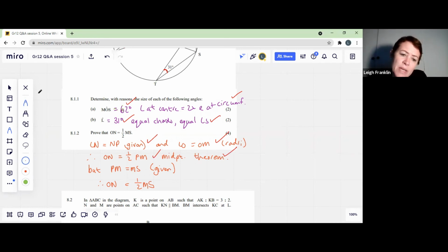Stating that PM equals MS, maybe there would just be one mark on LN equals NP given and LO equals OM radii, and then acknowledging that PM equals MS. There obviously isn't going to be a mark on the answer because that's been given to us. Okay, so I think that would be the most likely scenario in this case.